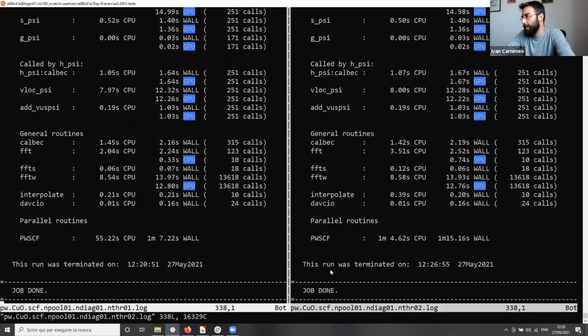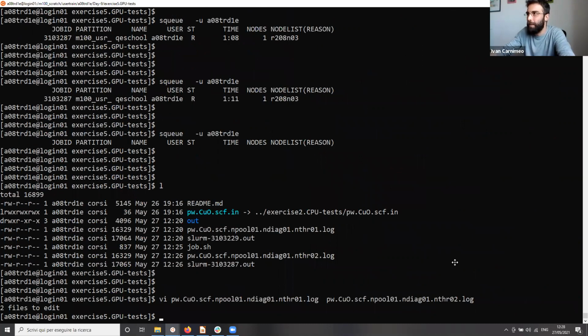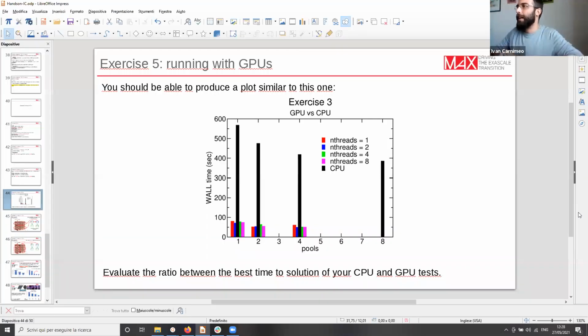Okay, in this case, it even took more time than using 1 thread. The test system is small, so I can show you here the final plot. Here we compare the computational times with CPU, black bars, and with GPUs, a different number of pools and different number of threads. Of course, this test system is small, so as I said at the beginning, you are not seeing any significant difference.